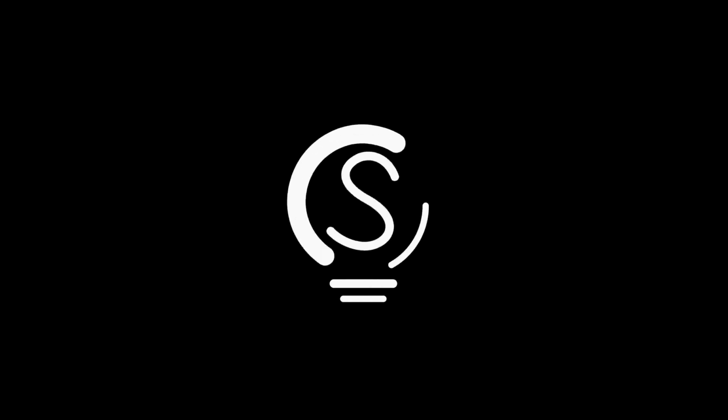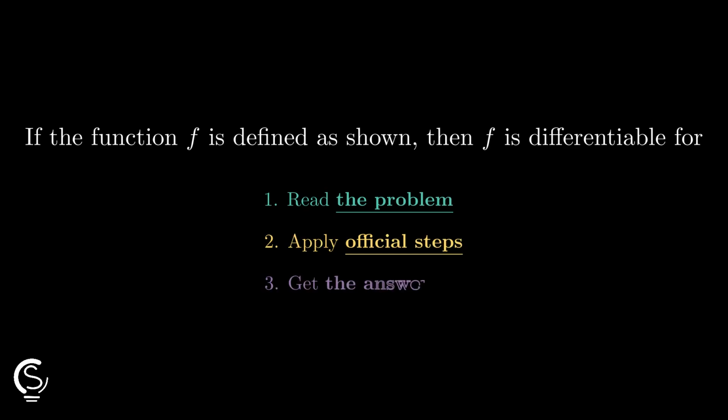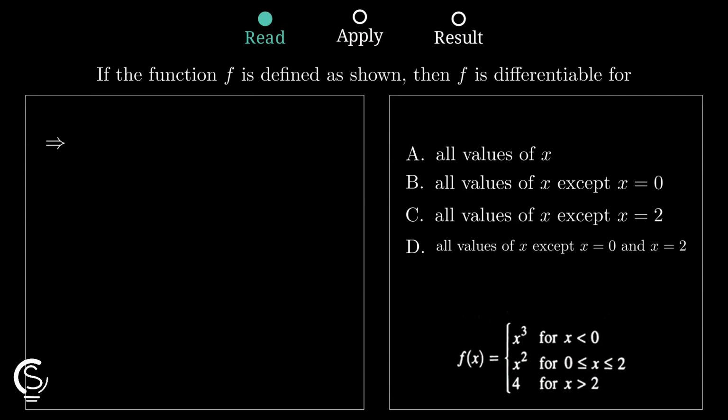Let's level up. Calculus students often struggle with differentiability. Let's analyze this piecewise function to find exactly where it fails to be smooth. To be differentiable at a point, the function must first be continuous there. We need to check both the left and right limits and the derivatives at our boundary points carefully.